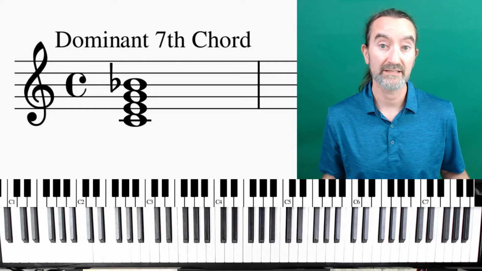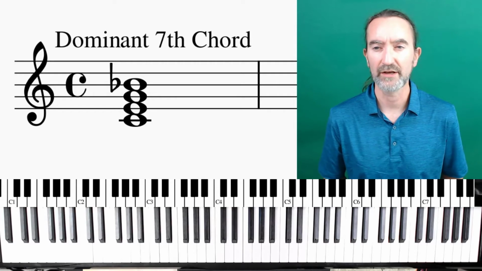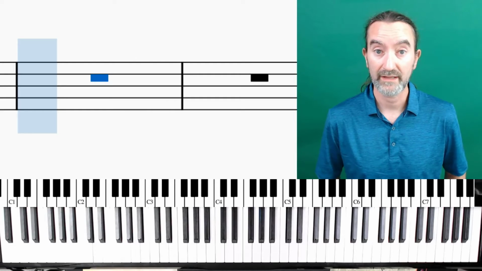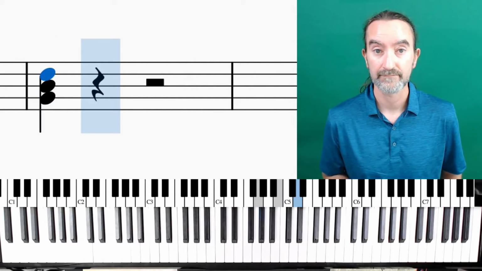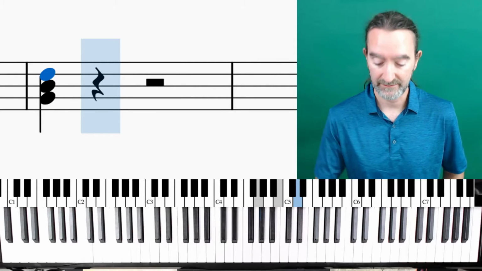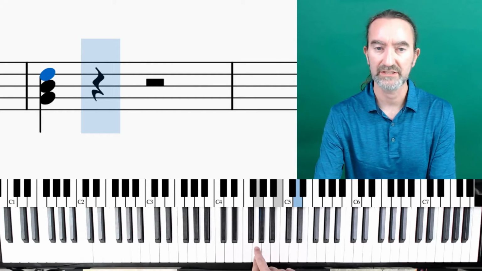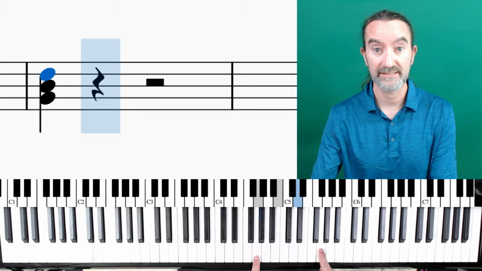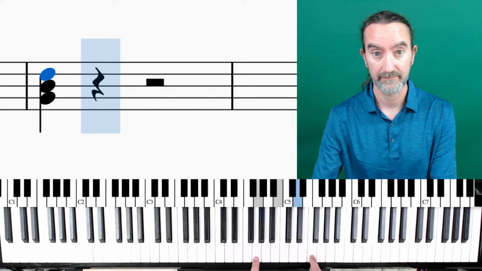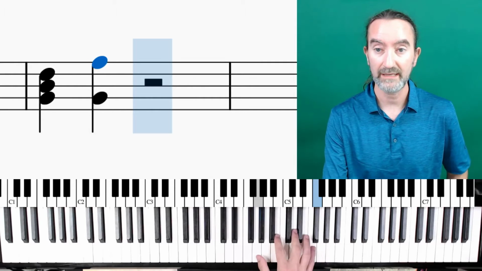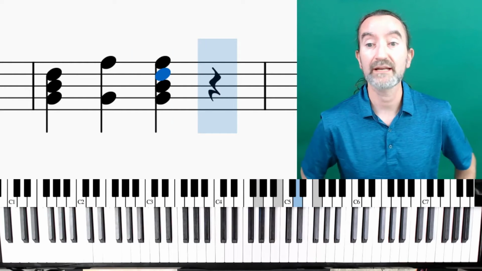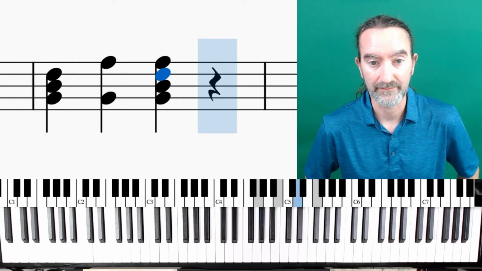Now let's build a dominant seventh chord starting on another note. Let's try G. Start with a G major triad. Add a minor seventh. Let's figure that out. We start with this G here, go up an octave, down 2 half steps. Put those together, and what do we get? We get a dominant seventh chord.